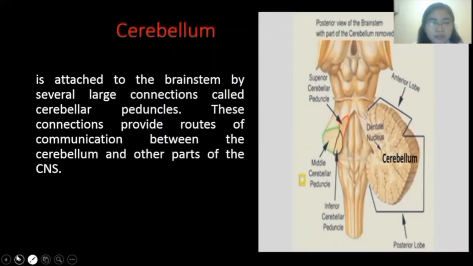The next one is the cerebellum. It's attached to the brainstem by several large connections called cerebellar peduncles. These connections provide routes of communication between the cerebellum and other parts of the CNS. In addition, the cerebellum is for coordinating movement. Most body movements require the coordination of multiple muscle groups. The cerebellum times muscle action so that the body can move smoothly. For vision, the cerebellum coordinates eye movements. For motor learning, the cerebellum helps the body to learn movements that require practice and fine-tuning.